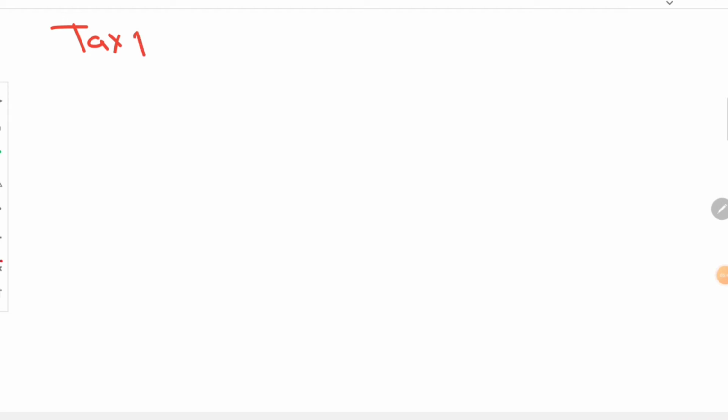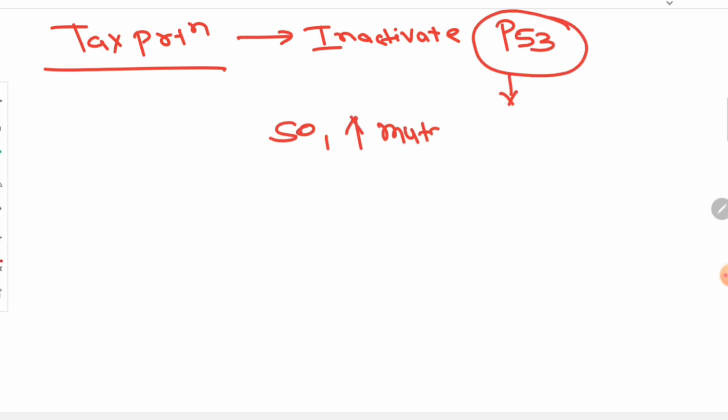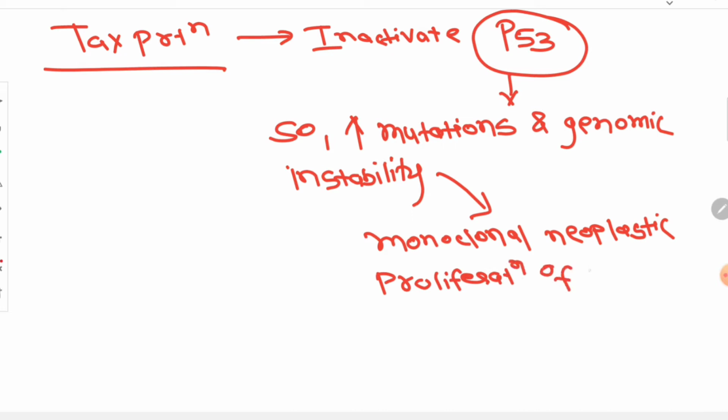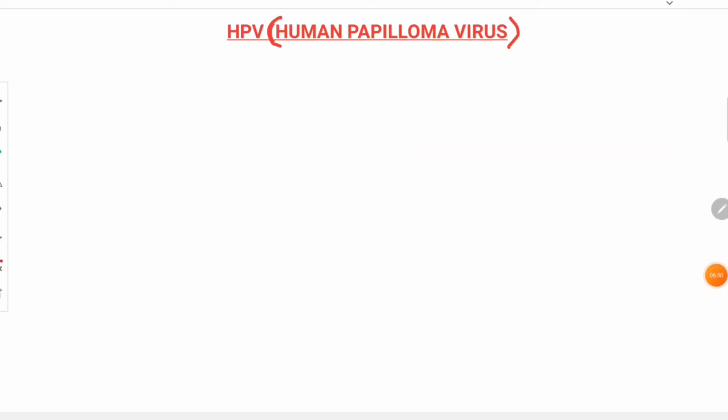One interesting fact is that the TAX protein produced by HTLV can inactivate the P53 gene. P53 is the guardian of the genome and one of the tumor suppressor genes. If it is inactivated, there is increased mutation and genomic instability, which leads to monoclonal neoplastic proliferation of CD4 T cells, and so it can lead to cancer of T cells, that is, adult T cell leukemia caused by human T cell leukemia virus.